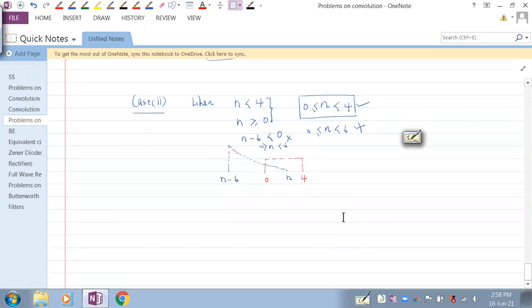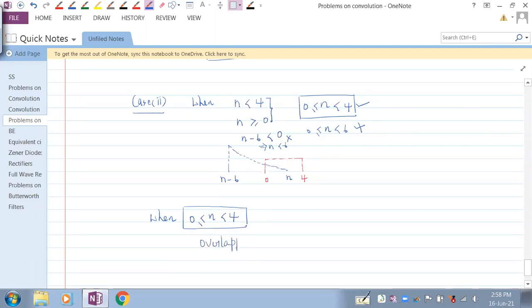Understand that? So when n is greater than or equal to 0 and less than 4, this is what we are going with. When n is greater than or equal to 0 and less than 4, okay, overlapping is there. Can you tell me the overlapping range now?